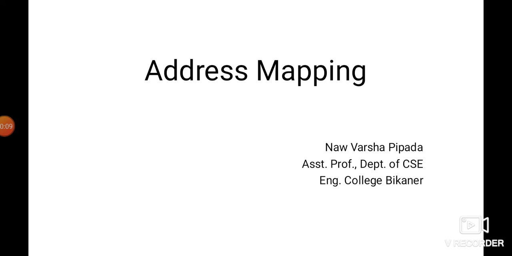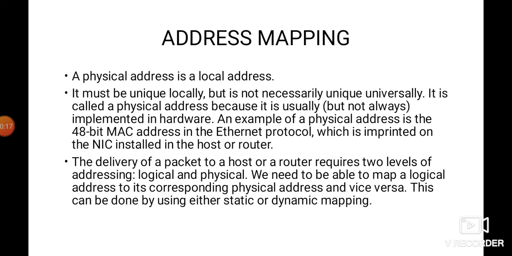We are continuing our network layer lectures, and in this regard, I will proceed to address mapping. Basically, there are three types of addresses, but we will discuss only two in this particular topic. The first one is the physical address, and the next one is the IP address, or logical address.